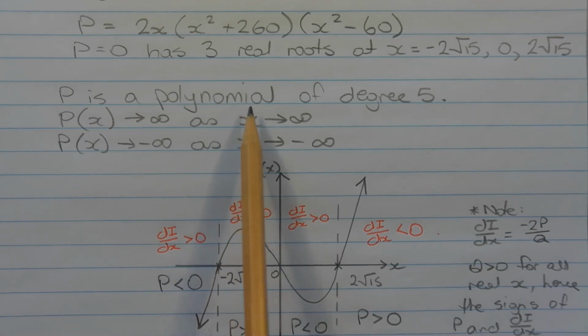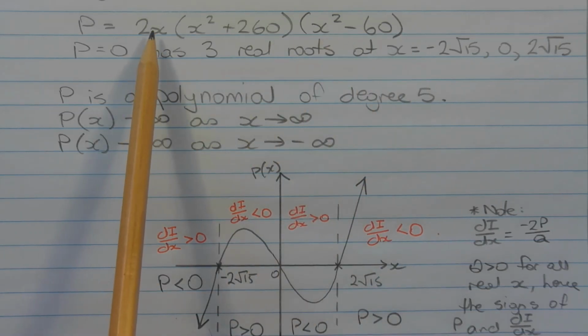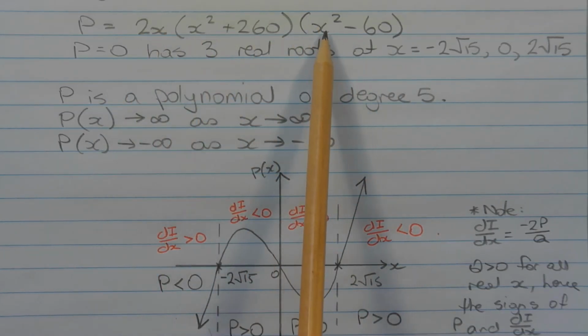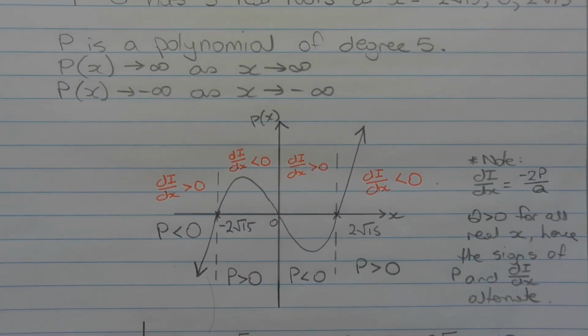Now p is a polynomial of degree 5, so this expression here. And we know that it's degree 5 if we take the 2x, multiply it by x squared, and then multiply it by this x squared, we get a leading term of 2x to the power of 5. Now examining the behavior, p of x approaches infinity as x approaches infinity, and p of x approaches negative infinity as x approaches negative infinity. So here is a sketch of the graph of y equals p of x. And here are the three roots: negative 2 root 15, 0, and positive 2 root 15.